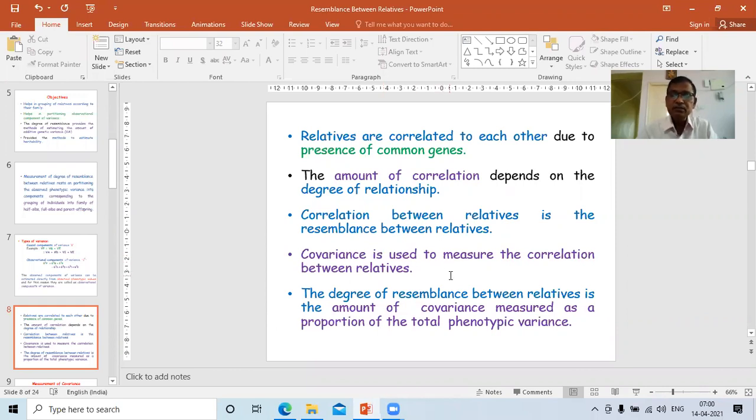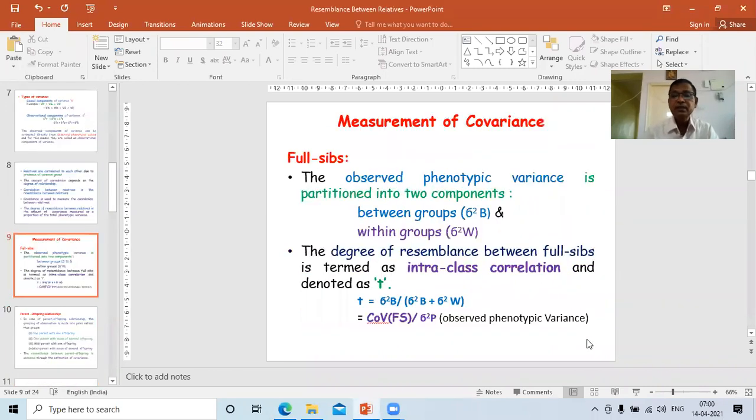That, you know, is the definition of correlation. Correlation is the association or interdependence between two or more variables. So here covariance is used to measure the correlation between relatives, and the degree of resemblance between relatives is the amount of covariance measured as a proportion of the total phenotypic variance. So we want to estimate the degree of resemblance between relatives. What is it? It is the amount of covariance measured as a proportion of the total phenotypic variance. See the next slide.